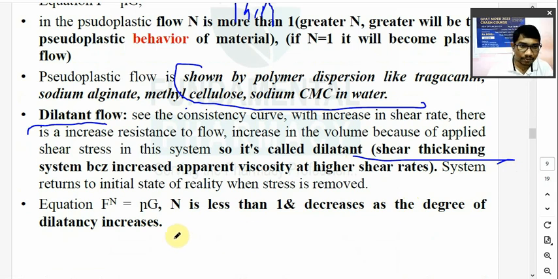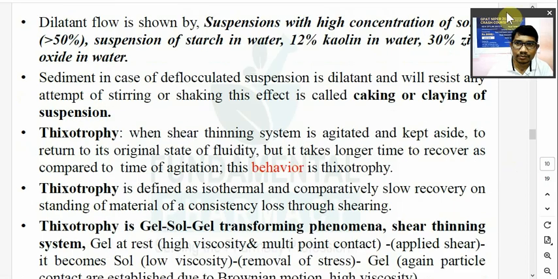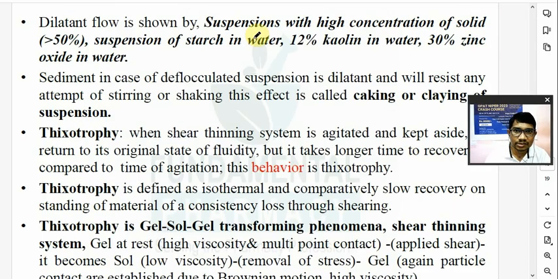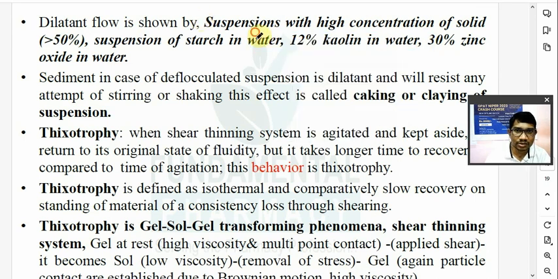Okay. So the equation is F raised to n equal to eta g. n is less than 1 here. In case of dilatant, n is less than 1. As n decreases, the degree of dilatancy increases. जितना कम होगा उतना dilatancy बढ़ जाएगा. Dilatant flow is shown by suspensions which have a high concentration of solids.